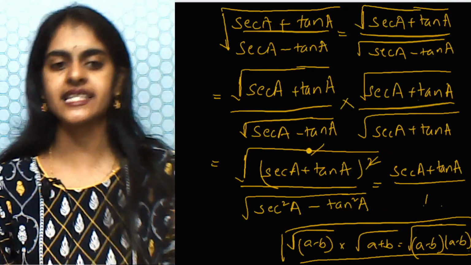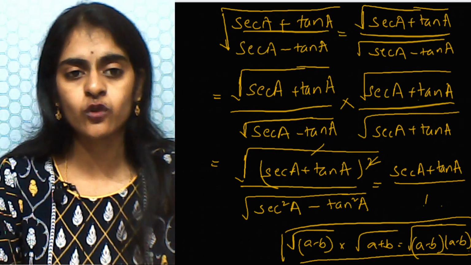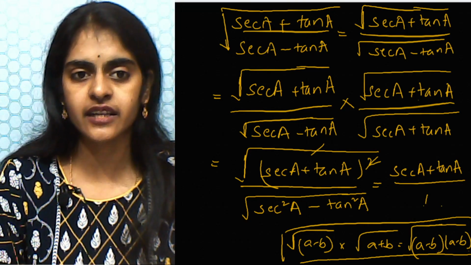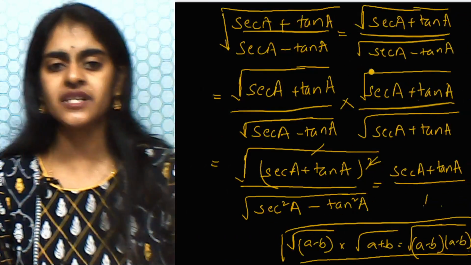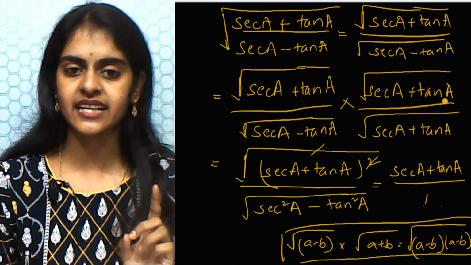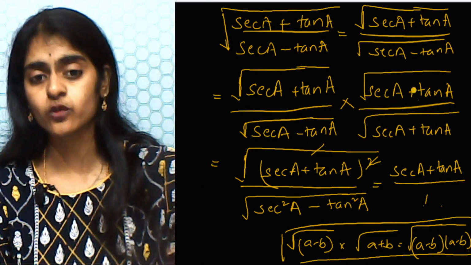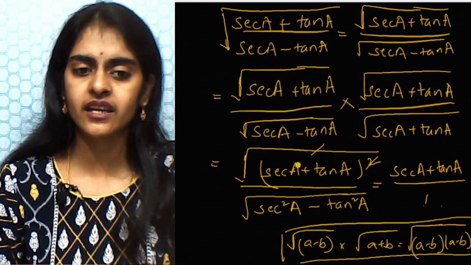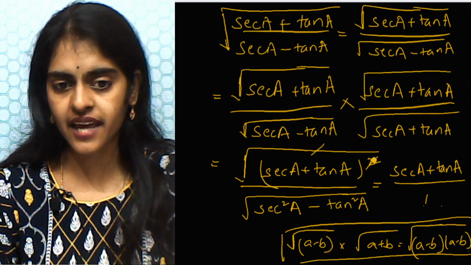Once you take LCM, the next step is you get it in this way, but you don't have any denominator here in what you have to prove. And you don't have any square root, so that means I have to rationalize the denominator. So multiplying and dividing by secant A plus tan A, root secant A plus tan A. So here it is like root A into root A, so I can write this as root A square.